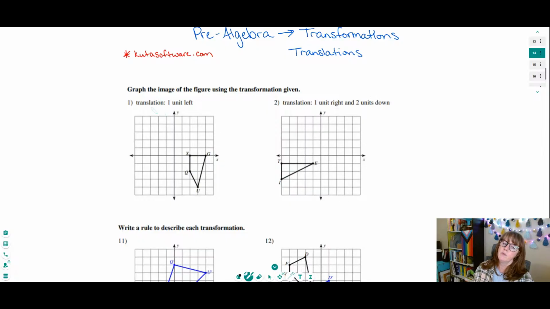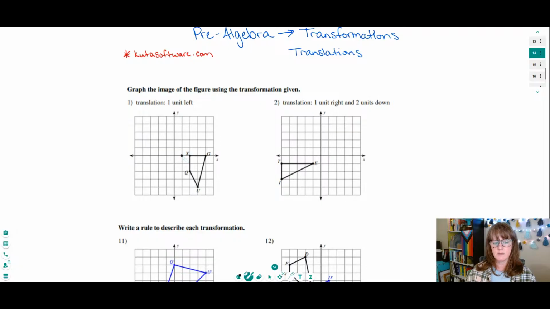With translations, it's really pretty simple, especially when you have it graphed like this. The translation it's telling us to do is 1 unit left. So that means that this entire figure, this is what we call the pre-image, is just going to get shifted over 1 unit to the left. So each of these vertices, I'm just going to rewrite over here 1 unit to the left.